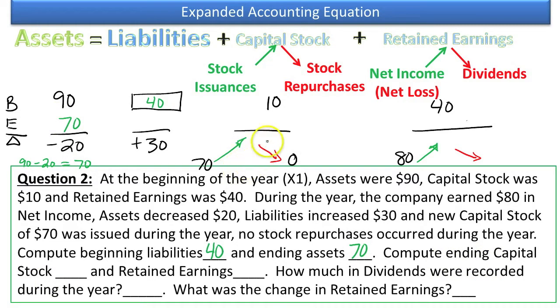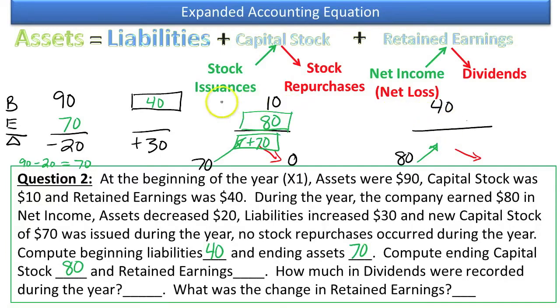Compute ending capital stock. Well, we know that things that would cause capital stock to change would be stock issuances, which are 70, and there were no stock repurchases. Therefore, this must have gone up 70. The change in capital stock is an increase of 70. So if you started with 10 and you increase by 70, you are now up to 80 for your ending capital stock.